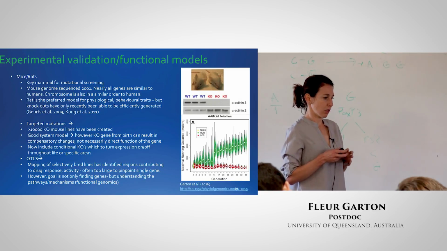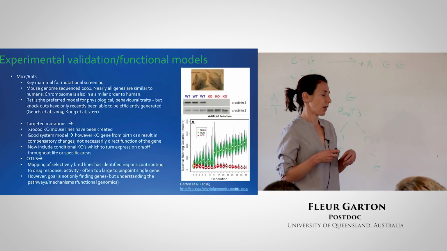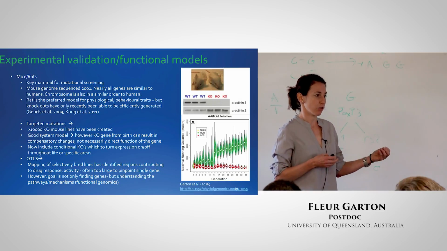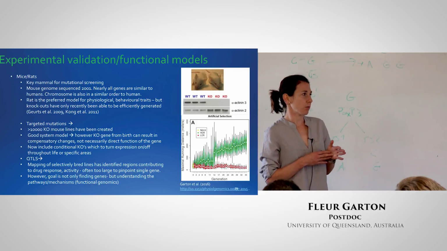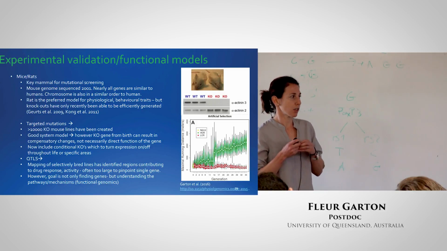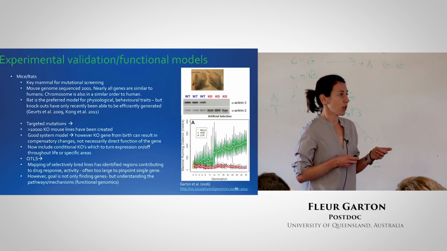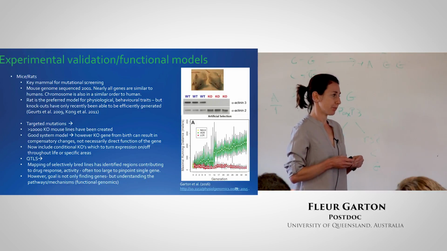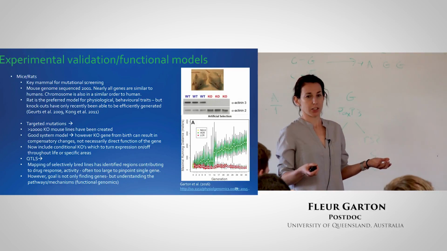It's a complex system that has a brain, has a neurological system that's more closely related to the human than it is, for example, in C. elegans. If you knock out a gene from birth, we know that it results in compensatory changes, so these aren't necessarily a direct function of the gene. And so now there's ways that you can do conditional knockouts, where you can turn expression on and off throughout life, or in specific areas. So you can do conditional knockouts specific to a particular tissue.